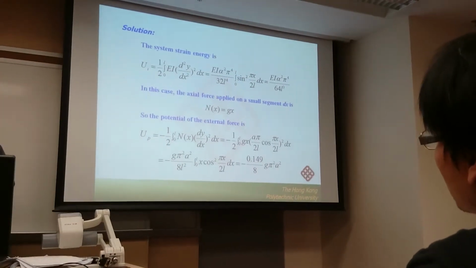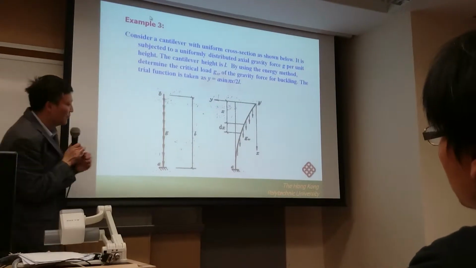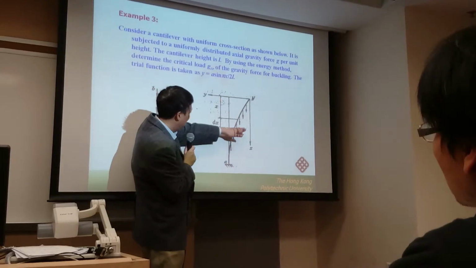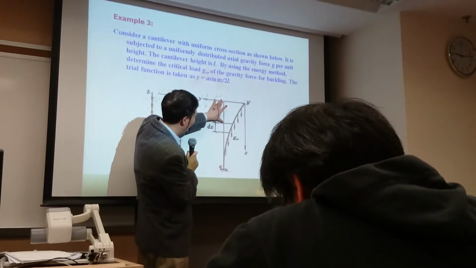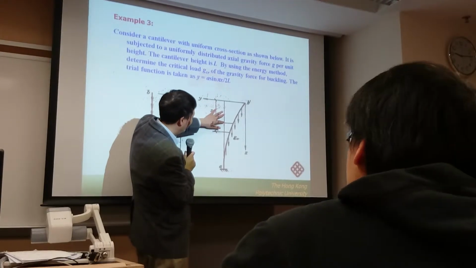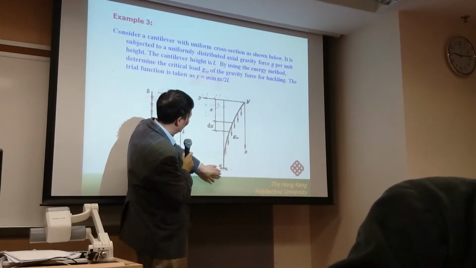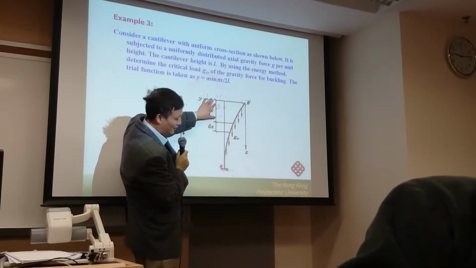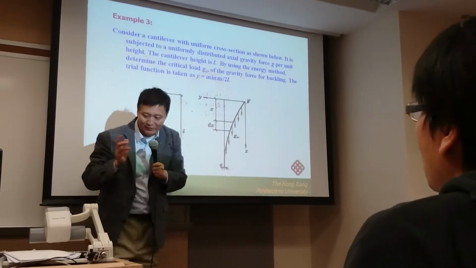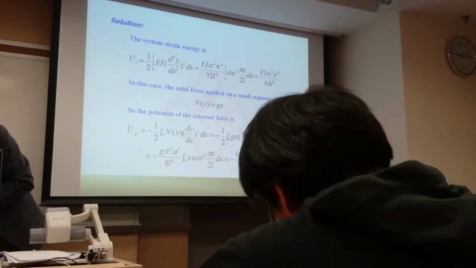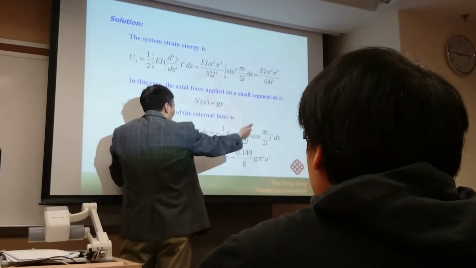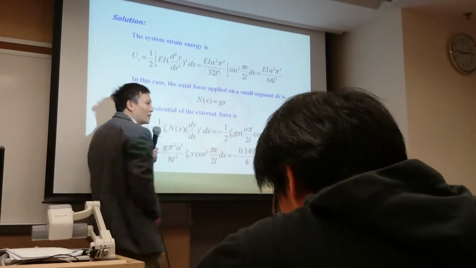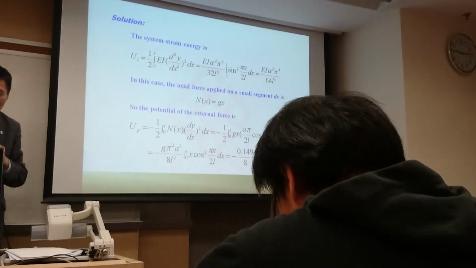Why? Because when the origin is here, we cut the same section, and then the distance from here to here is not equal to x. The distance from here to here is equal to a rho minus x, right? So we have to change this expansion to g times parenthesis a rho minus x. Can you understand? Okay, this is the first question.